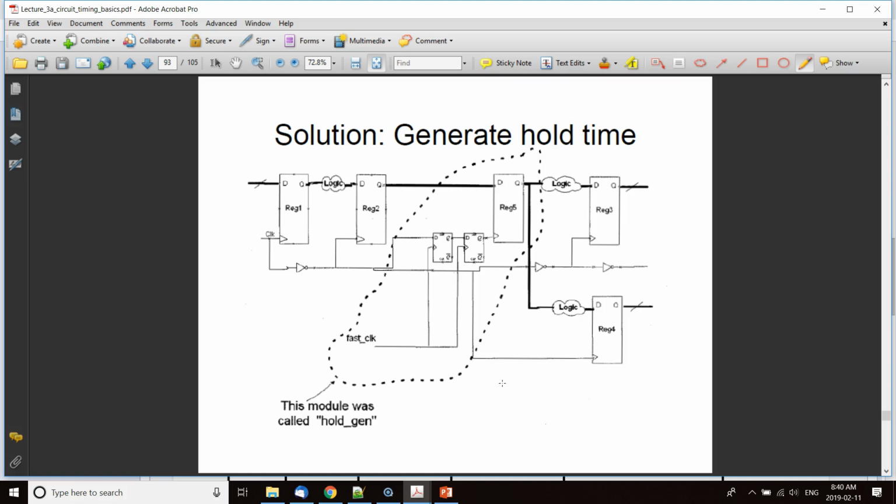So that's what I suspected, and what I did is the following. I made a module called hold gen, the thinking being generate hold time. What this module does, you can see here: it takes the clock, which goes to Reg 2. The clock that goes to Reg 2, I am delaying it by 2 flip-flops. Why 2 flip-flops, by the way? Not 1. Why 2?